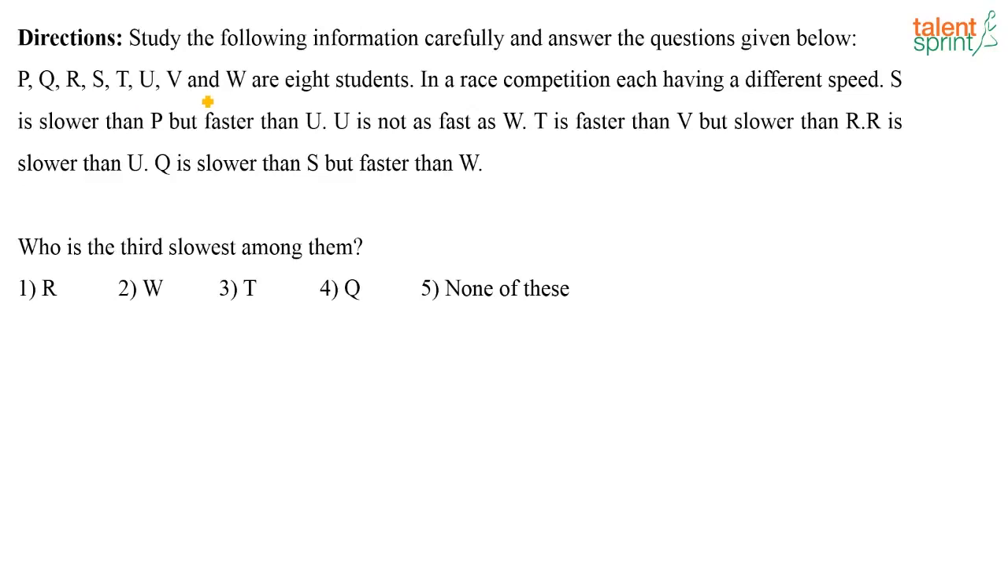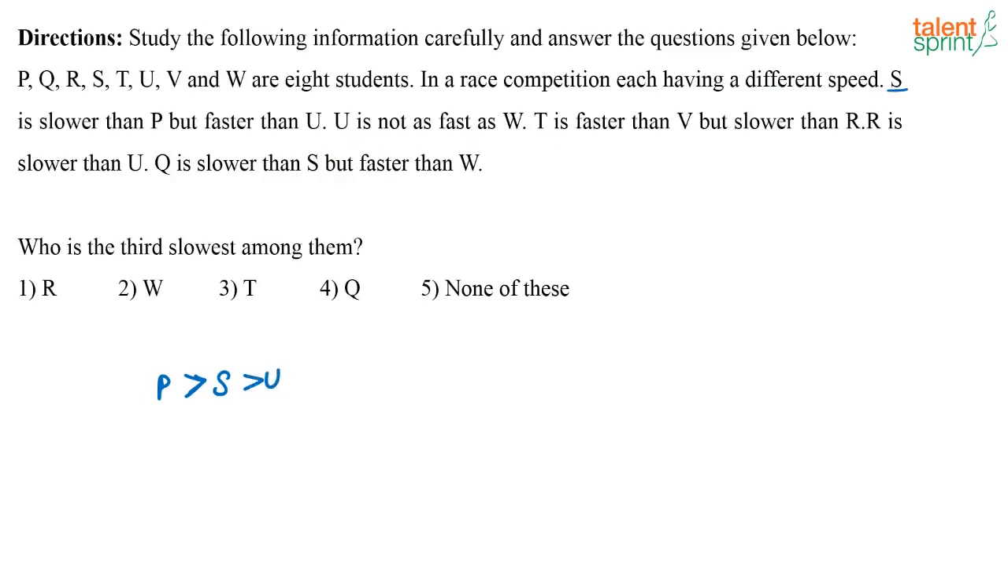P, Q, R, S, T, U, V and W are 8 students in a race competition. Each has a different speed. S is slower than P but faster than U, and they have given 2 more sentences. Based on that, you have to say who is the third slowest. So let us just solve it. What is given here? In a race competition, different speeds are there. S is slower than P, or I can say P is faster than S, and S is faster than U. Okay, that is what is given in the first sentence.